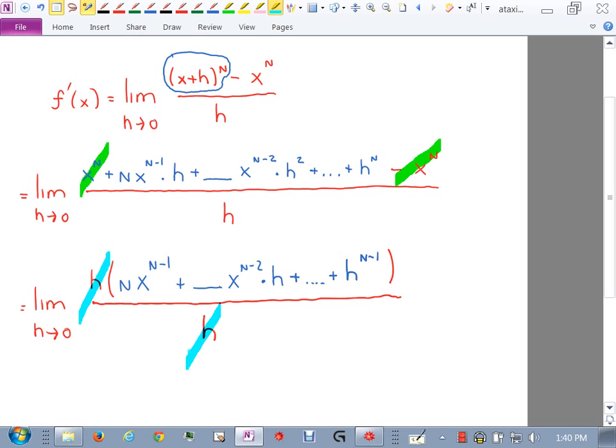And now take the limit. Let h go to 0. What happens to this one? Do you see an h there? No, so it stays. Nothing happens to it. What about this one? It has an h there, so that goes to 0 and kills all that off. Every single one of these has an h in it, so they all vanish. They all go to 0, except that one. They all go away, all the way to the end. So the only thing left is n x to the n minus 1. And that's the formula.